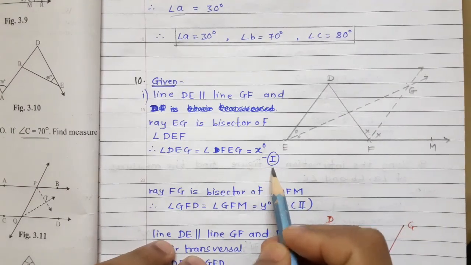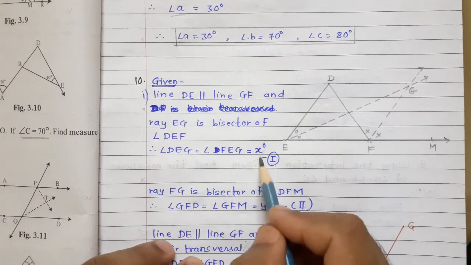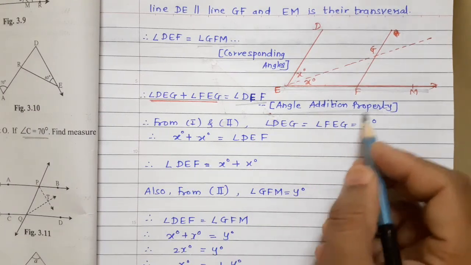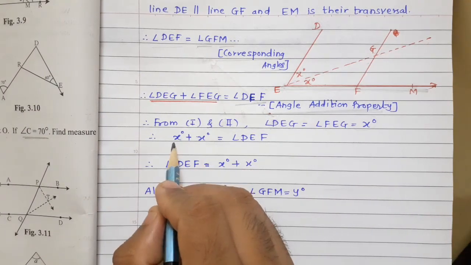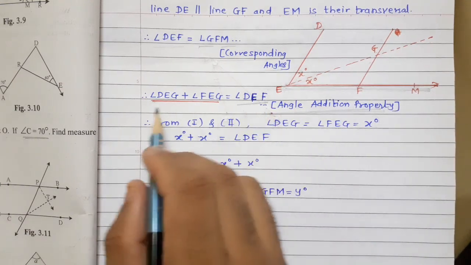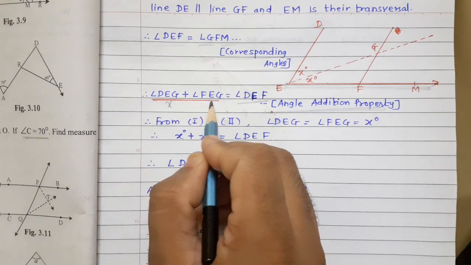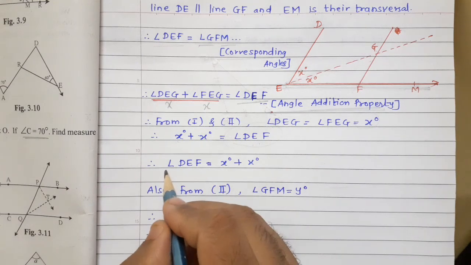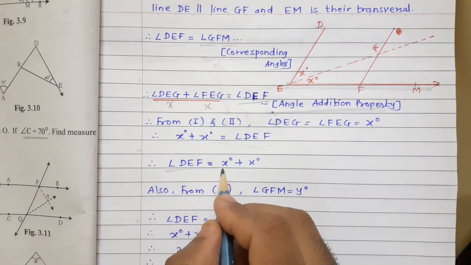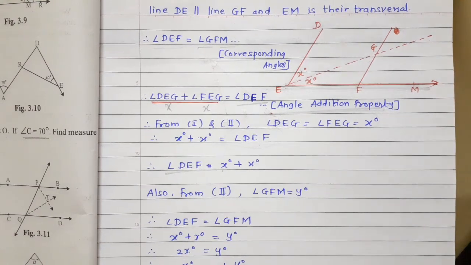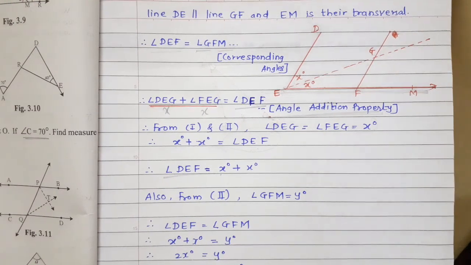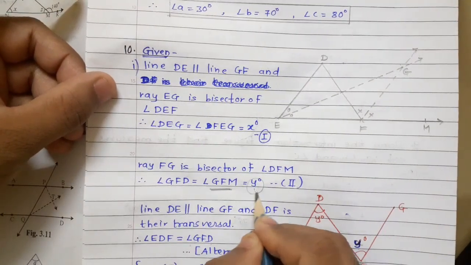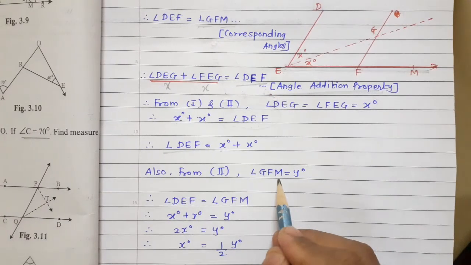But from equation number first, see angle DEG and angle FEG is equal to what? X degree. Then we can write x degree plus x degree is equal to angle DEF. Put angle DEG as x and FEG as x. Therefore, angle DEF is equal to x degree plus x degree. And also from equation number second, angle GFM is equal to y degree.